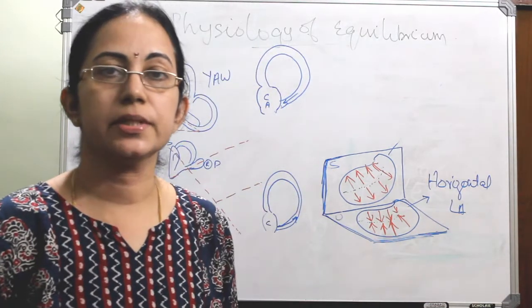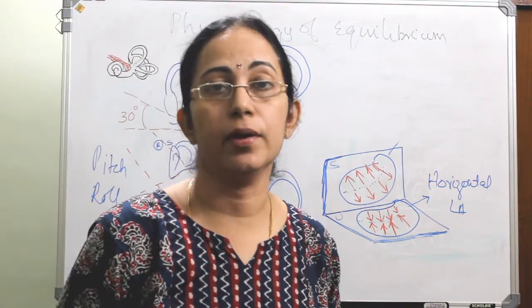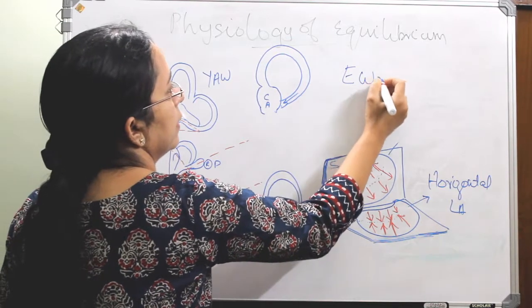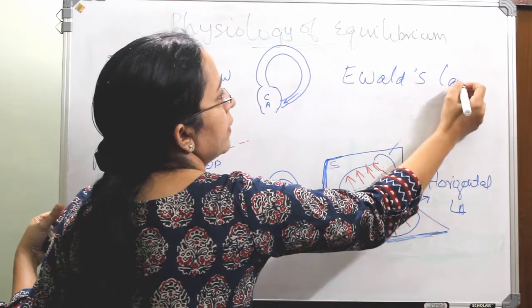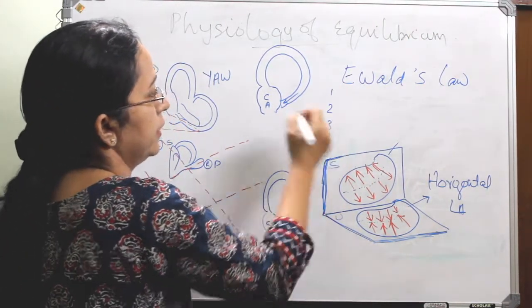All these observations regarding the semicircular canals were proposed by Ewald. Okay, Ewald. They are known as Ewald's Laws. There are 3 laws, 1, 2 and 3.